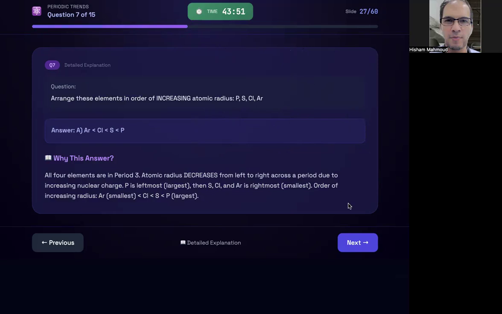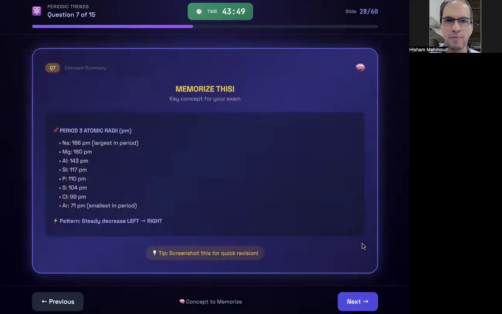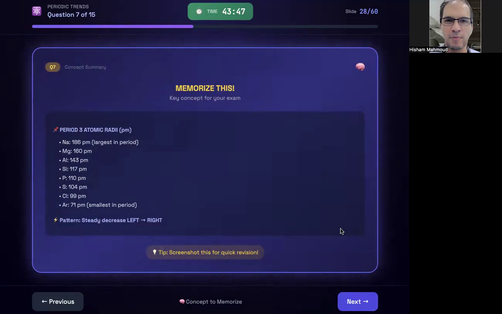So always remember, as in the next slide, the period 3 atomic radii: sodium is 186, the largest, while argon is the smallest. The pattern is a steady decrease from left to right. Next question.